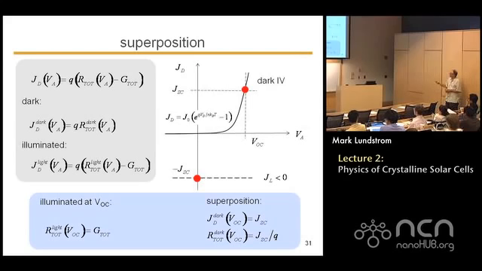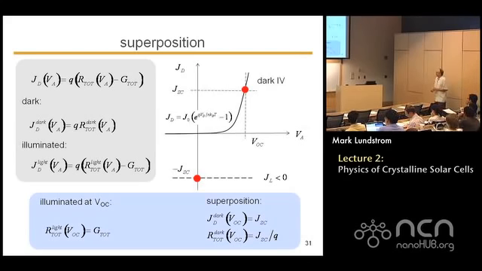Superposition says that I'll look in the dark, and the recombination in the dark gives me the short circuit current, then I'm under open circuit conditions. So I'm basically going to assume that the recombination in the dark at VOC is similar to the recombination in the light at VOC. It's not obvious that that should be the case. And in some cases, it's really a very poor approximation.